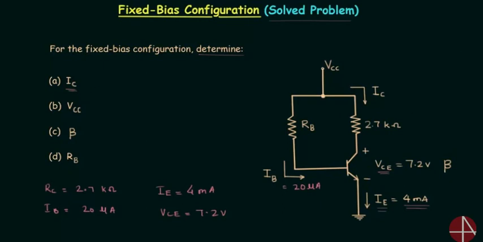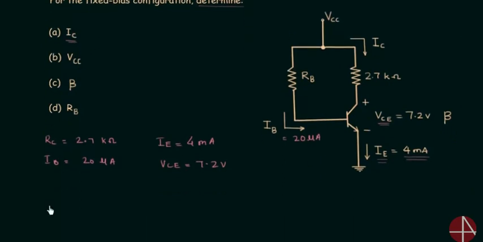So I will start with the A part. I will first calculate the collector current IC. We already know the ammeter current IE is equal to the sum of collector current and the base current. We know the value of ammeter current and the base current, so we can easily calculate the collector current. It is equal to IE minus IB. IE is equal to 4 milliamps, IB is equal to 20 microamps.